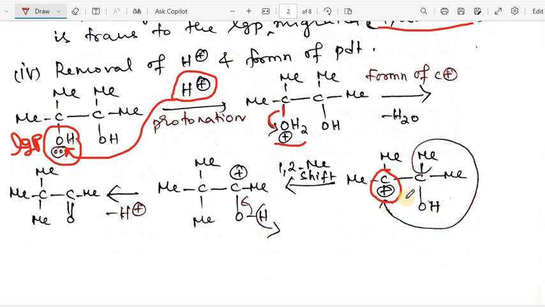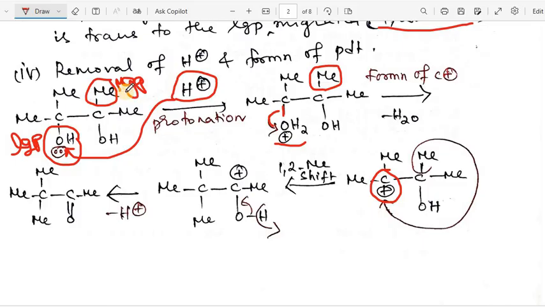Carbonium ion is formed. Next step is the group which is trans to the leaving group. Which group is trans to the leaving group? It is this methyl. This methyl is trans to the leaving group. Therefore, this methyl is called the migrating group.